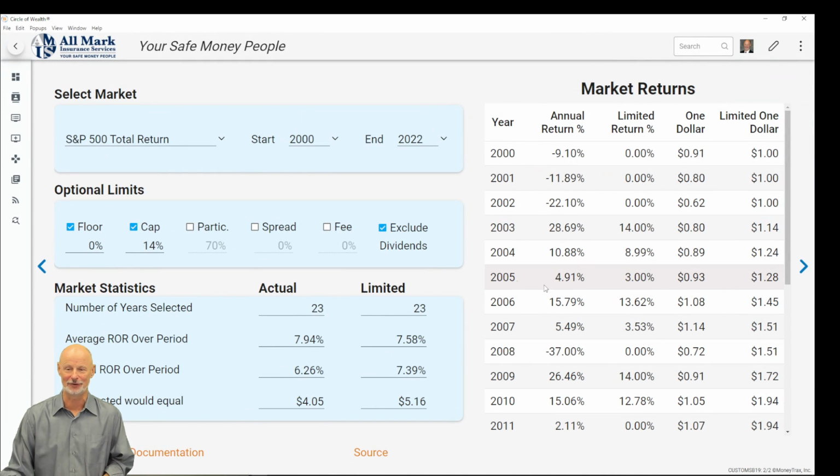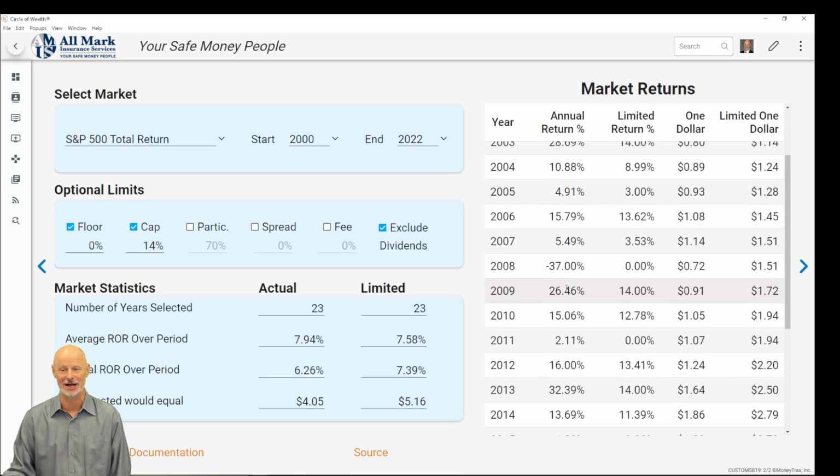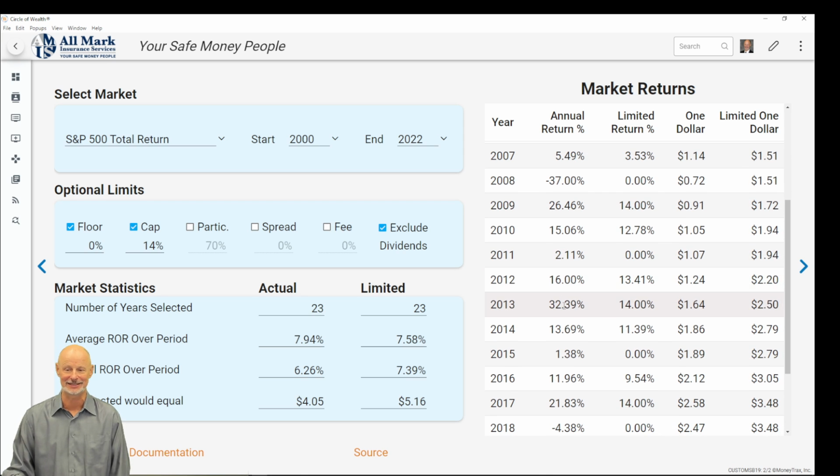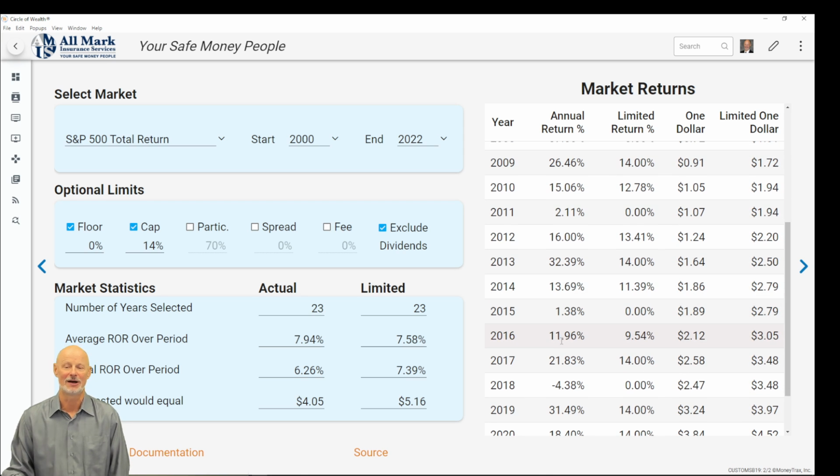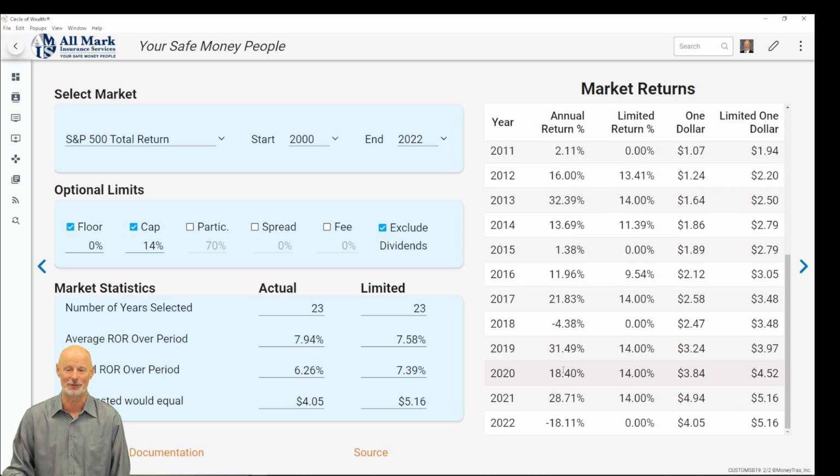Now, the reason why I believe that, by the way, is if you go back over here, you can see that we had 3 down years. Then we had an incredible 28% up, a 15 up, a 26 up, a 15, a 16, a 32, a 13, 11, a 21, a 31, an 18, a 28. We had some incredible ups during that period of time. But it only took 1 down to wipe out everything that we had in gains.